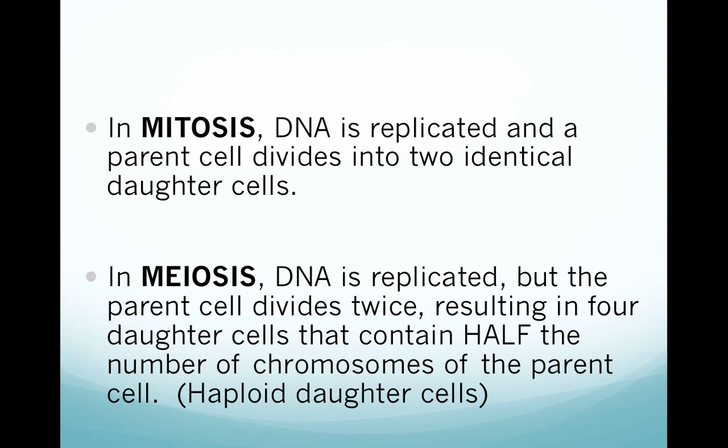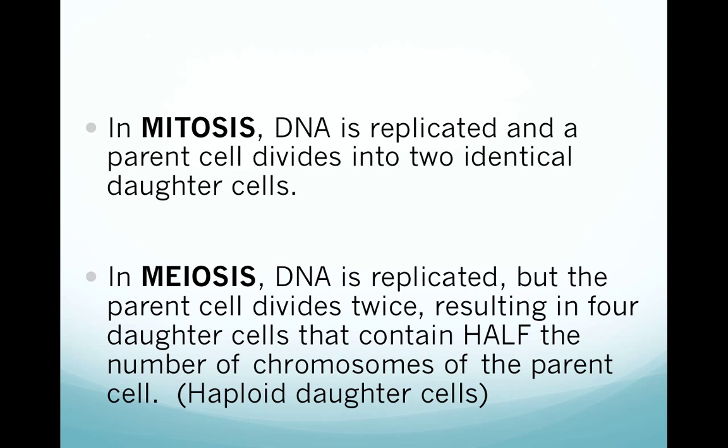We're going to talk about two types of cell division in this chapter, mitosis and meiosis. Mitosis is the one that is the normal cycle for your body as you grow and as you heal from injury and disease, as you're making more cells. In this video, I'm primarily going to discuss mitosis. In mitosis, DNA is replicated and a parent cell divides into two identical daughter cells. So for a human, the parent cell would have 46 chromosomes, and the daughter cells would have 46 chromosomes.